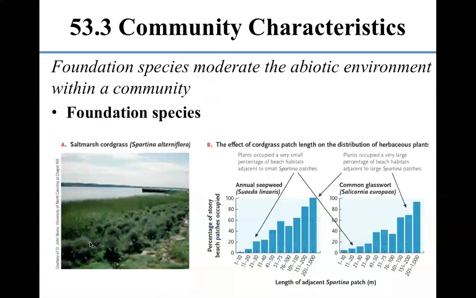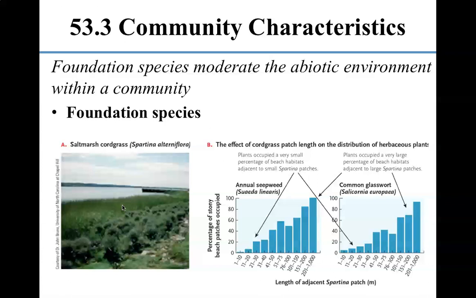Sometimes we say a species is a foundation species, and the book defines that as a species that defines the nature of a community by creating a stable environmental condition. As an example, consider this guy right here. This is salt marsh cordgrass. When it's found living on the edge of where the ocean meets the land, its roots stabilize the ground and basically help support it, keeping it from getting eroded away. So it's a foundation species.